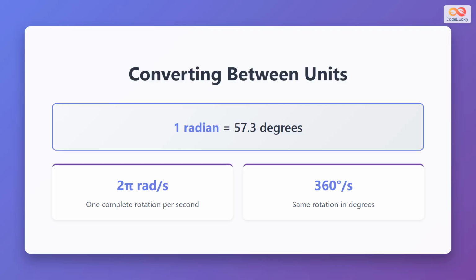To convert between radians and degrees, remember that 1 radian equals approximately 57.3 degrees. For example, if an object completes 1 full rotation per second, its angular velocity is 2 pi radians per second. The same rotation can be expressed as 360 degrees per second. Understanding this conversion is helpful when working with different measurement systems.